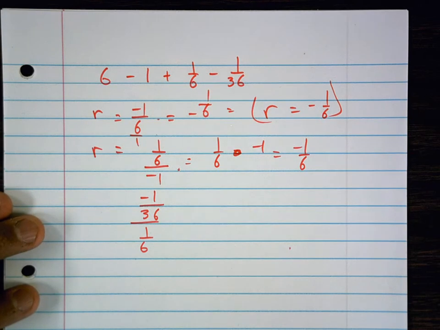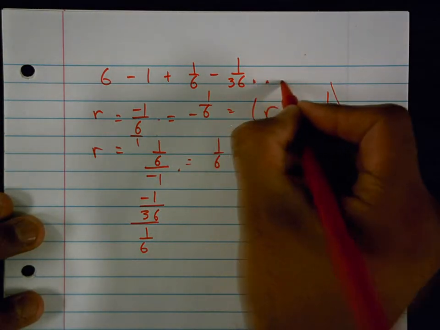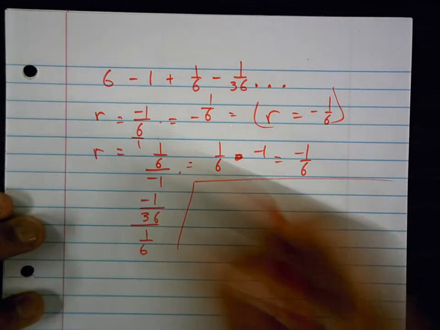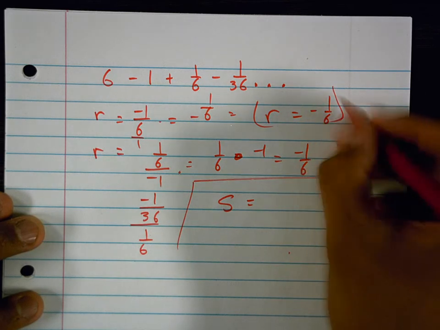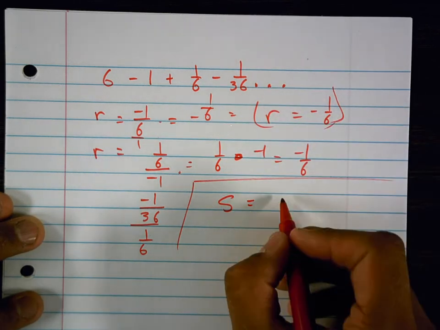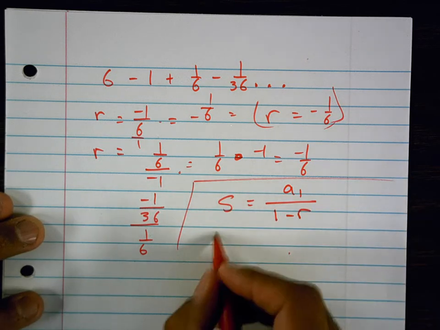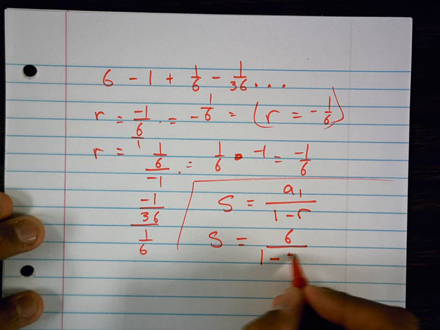So I got that. All right, well, it's an infinite sum because it goes on forever, dot, dot, dot. So this is the formula for infinite sum, and this is less than the absolute value of 1. So this is going to equal a sub 1 all over 1 minus r. So s equals 6 all over 1 minus -1/6.